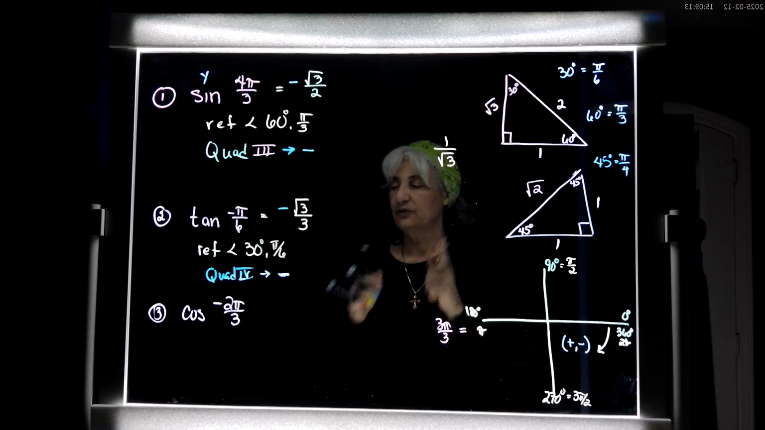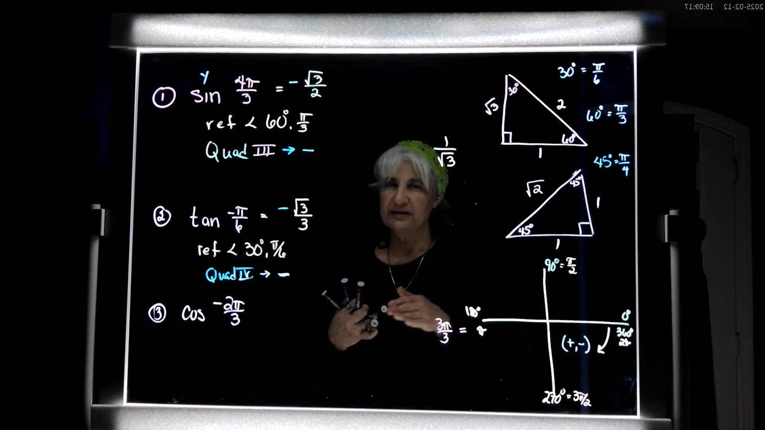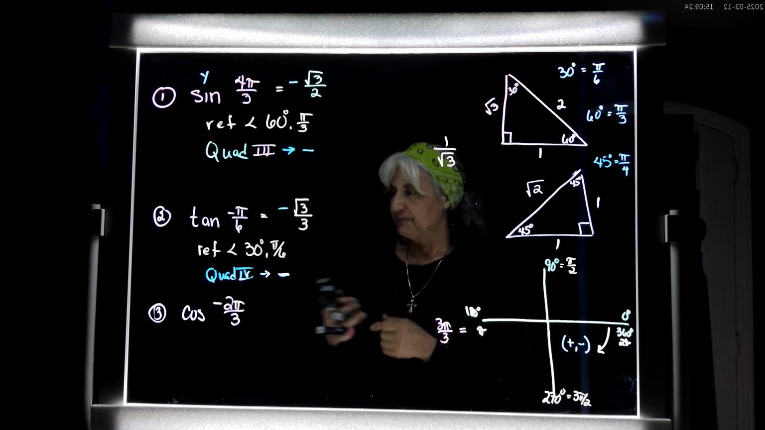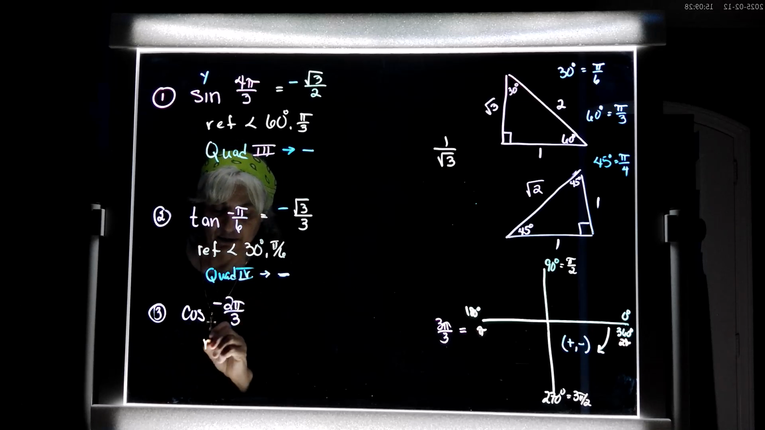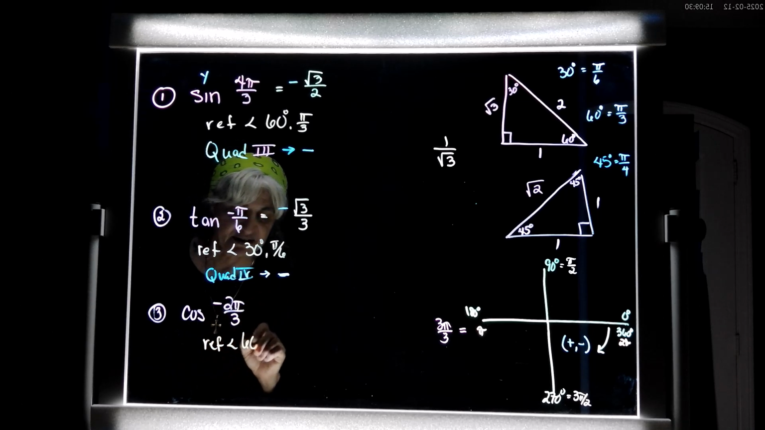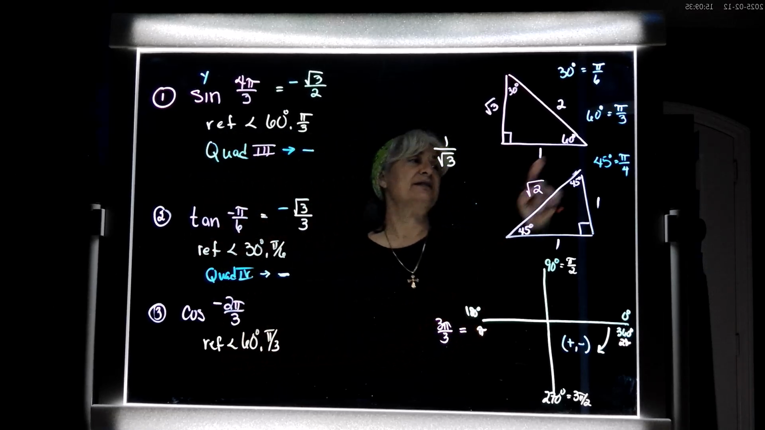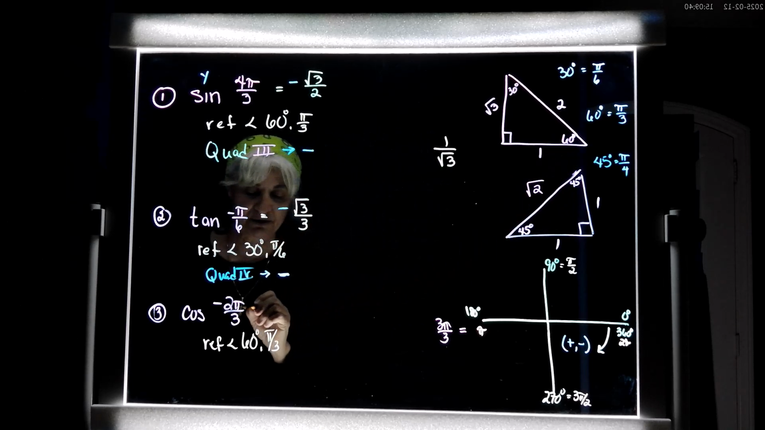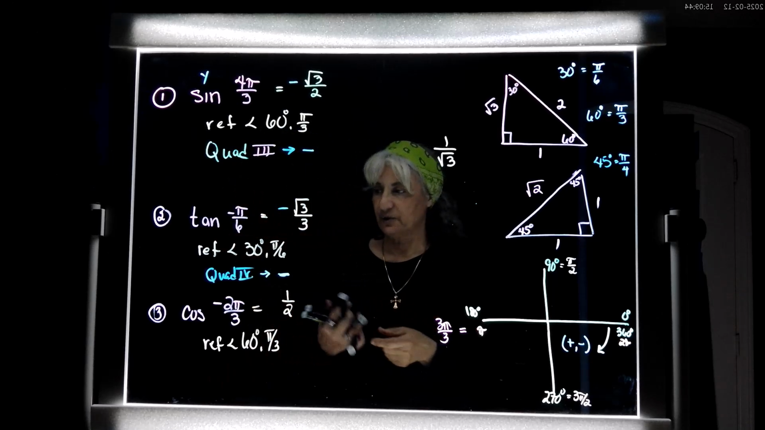Good? Okay, number 3. Did you get it? Pause the video, try it, and then come back to me. Okay, sounds like you got it. Here we go. So I have a reference angle. Denominator is 3, so I know I have a reference angle of 60 degrees, or pi over 3. And if I look at 60 degrees, the cosine is adjacent over hypotenuse, which means this will be 1 over 2. And now I just need to figure out the quadrant.